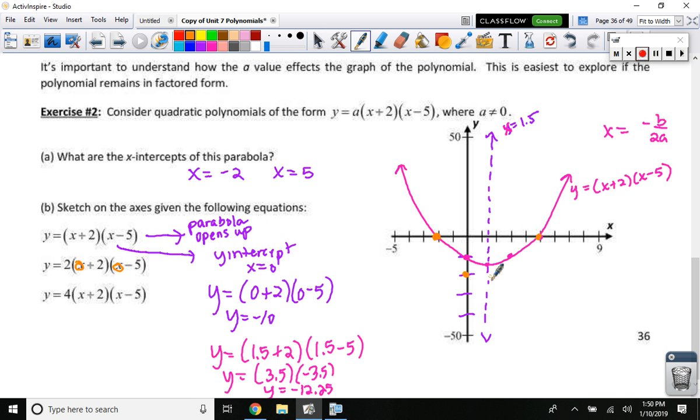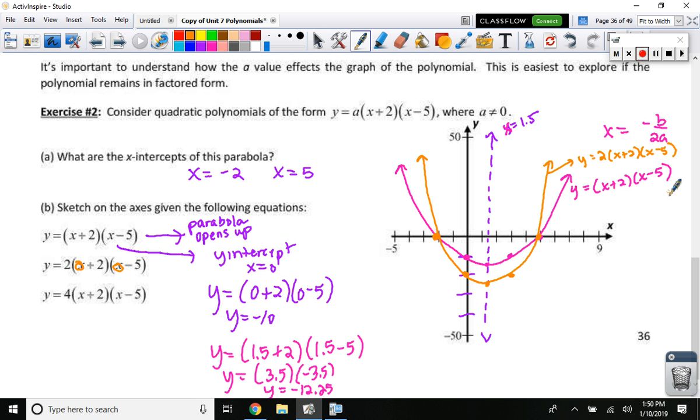My symmetry is the same. What about my turning point? Do I really need to plug in 1.5 here and 1.5 here to figure out what it's going to be? Don't you just multiply it? You're going to get the same value again, and then you're going to do what with it? Multiply it by 2, right? This is your vertical stretches. Remember transformations? Vertical stretches. So negative 12.25 becomes negative 24.5, right? 24.5, somewhere around there. So this is y equals 2, x plus 2, times x minus 5.